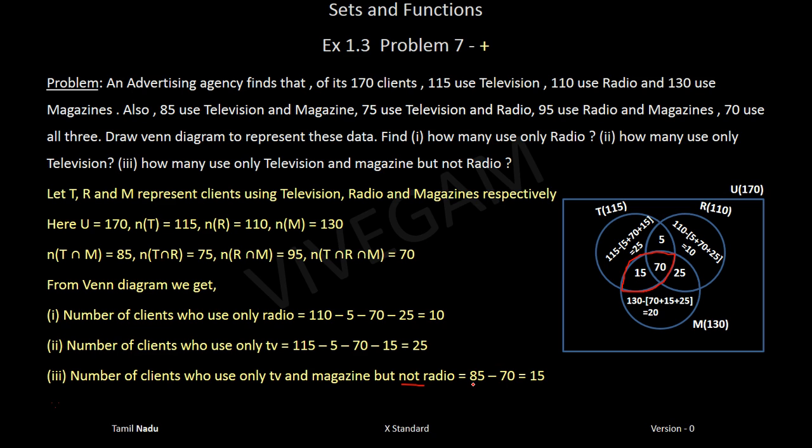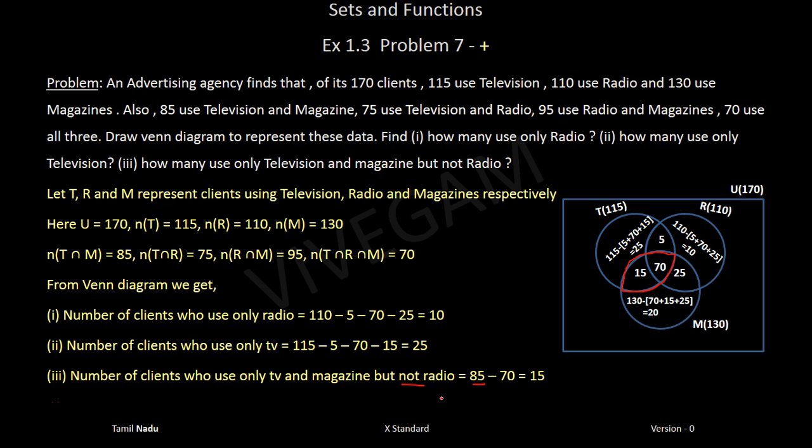And that is 85. But if you look at it, what is this portion? TV, magazine and radio. And what will be this? This will be TV and magazine only. Am I right? Because this 70 goes into that radio. This portion is already in R. So this portion is T intersection R, but this portion is T intersection M, but only T intersection M, because we are removing this 70, which is part of radio also.